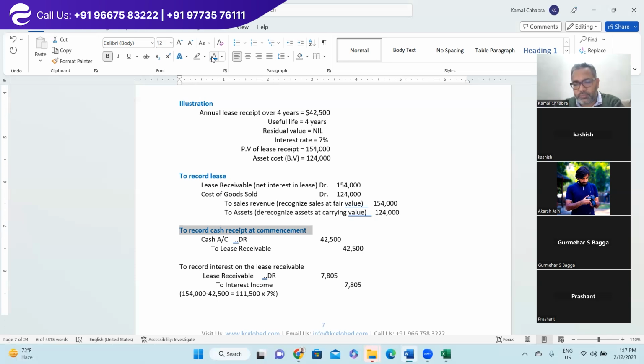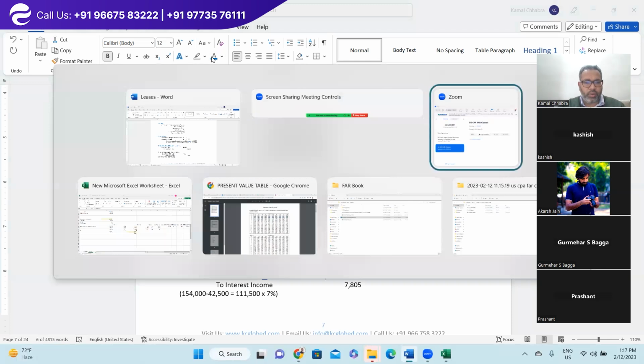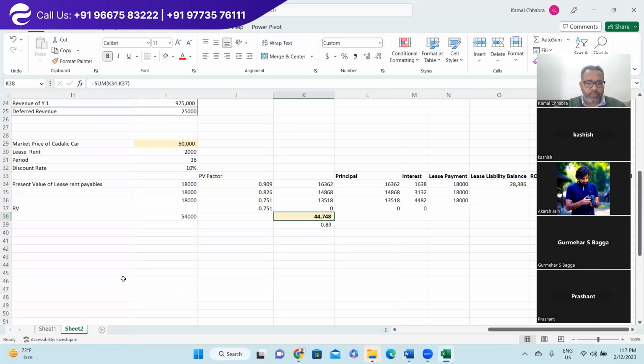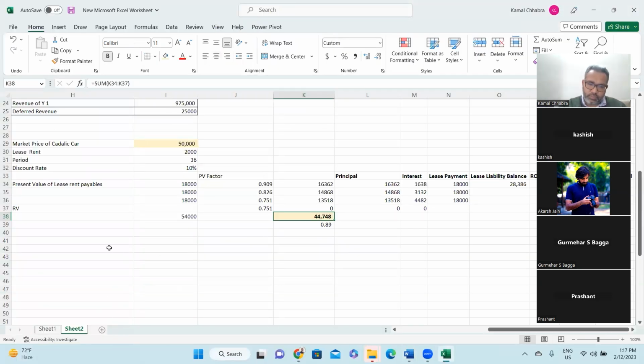So sir, won't it be a bit misleading in the financial statements or the income statement? No. I'll show you how it will come in. Yes, I also have this doubt. We have shown the profit of 30,000 upfront in the first year. Because it's a sales type lease. So you have already made the sales.